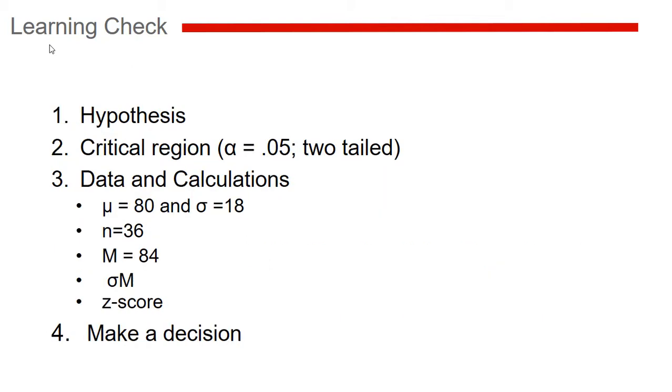First thing we need to do is determine our hypotheses. We're going to come up with a critical region, and in this case it's going to be 0.05 for a two-tailed test. We're going to collect our data and perform calculations. The mean of our population is going to be 80 and the standard deviation is 18. The n is 36. Our mean is 84. We need to calculate the standard error of the mean, the z-score, and then make a decision.